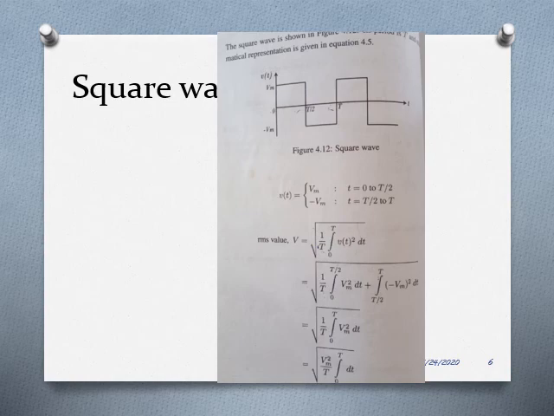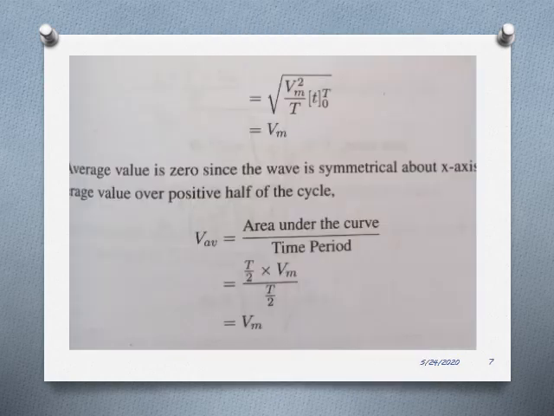So you will get it as square root of Vm square divided by T. Vm you have taken outside because it is a constant term, integral 0 to T 1 dt. So integrate 1, you get the answer as t for the time interval 0 to capital T. So the final answer for the RMS value of the square wave, you get it as Vm.